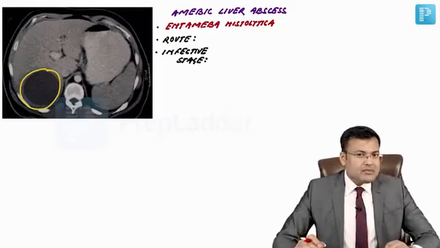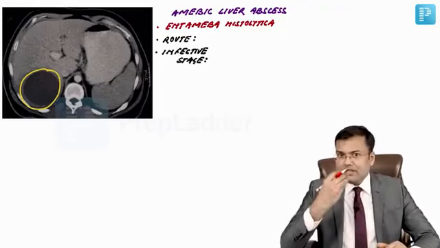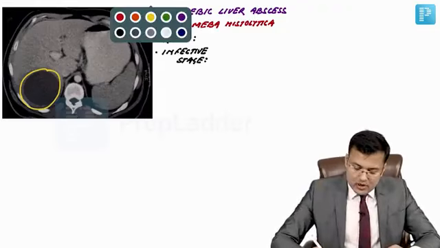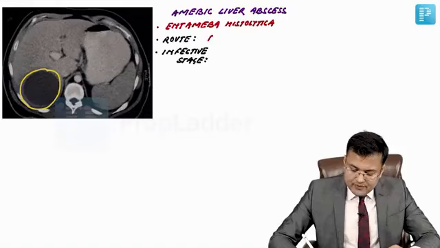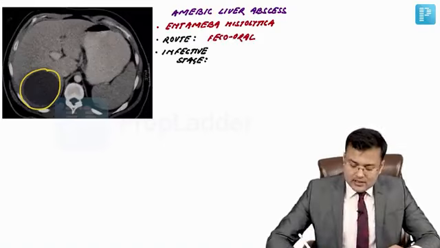Here you can see this is a case of amoebic liver abscess. An amoebic liver abscess is caused by Entamoeba histolytica. What is the route of infection? It is feco-oral. And what is the infective stage in amoebic liver abscess? So this is quadrinucleate cyst.